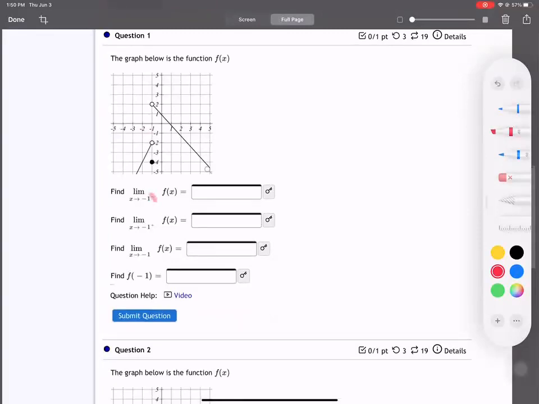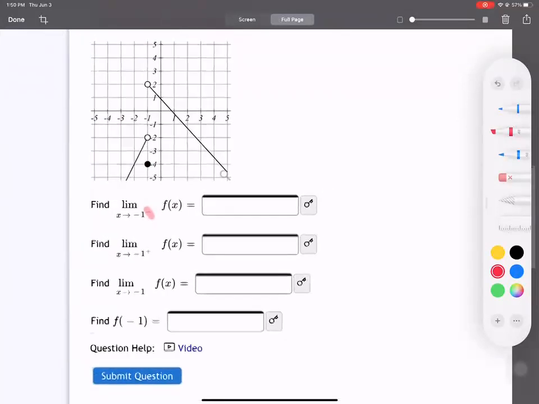If you can see that little negative here, that little negative means from the what? That means from the left side. I should rewrite this, from the left side. This here means from the right side.